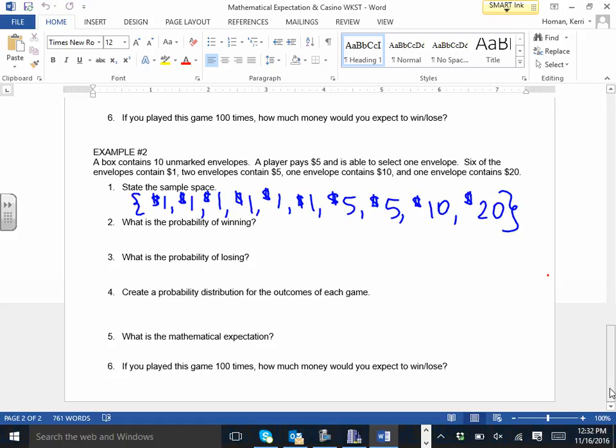Okay, here's where it gets interesting. A player pays $5 and is able to select 1 envelope. Okay. What is the probability of winning? How many out of the 10 times will a player actually win?